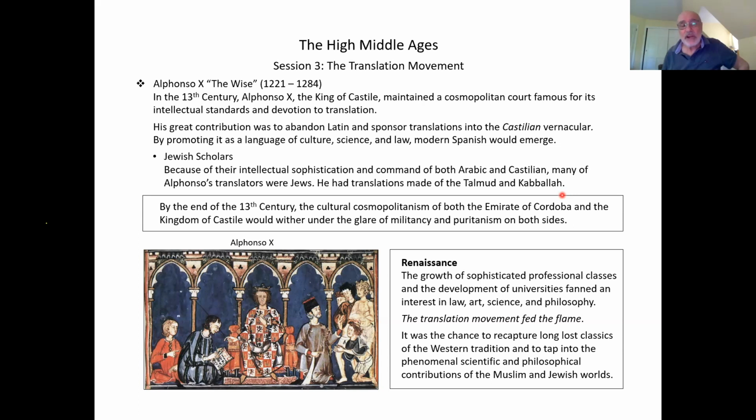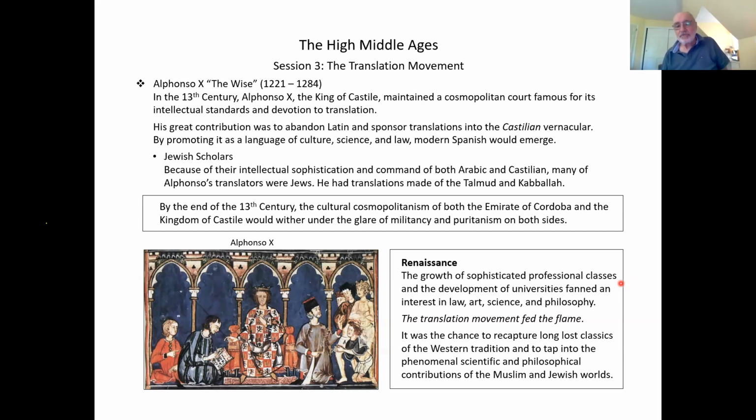You will get a hardening of the borders, if you will. You will get less receptivity to the other side. So Renaissance, the growth of sophisticated professional classes and the development of universities fanned an interest in law, art, science, philosophy. The translation movement fed that flame.